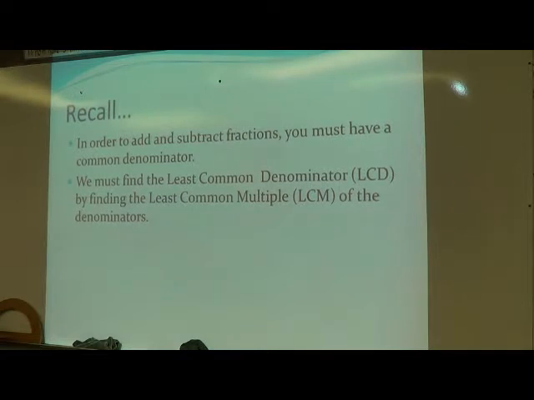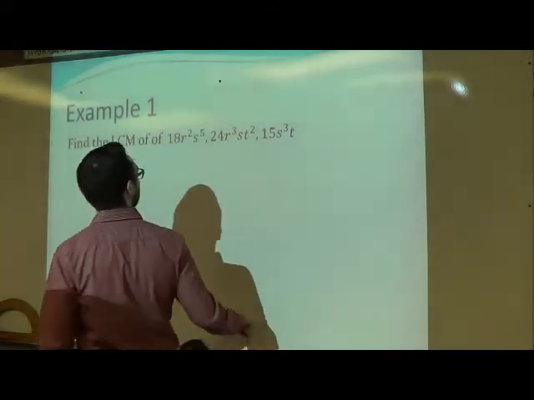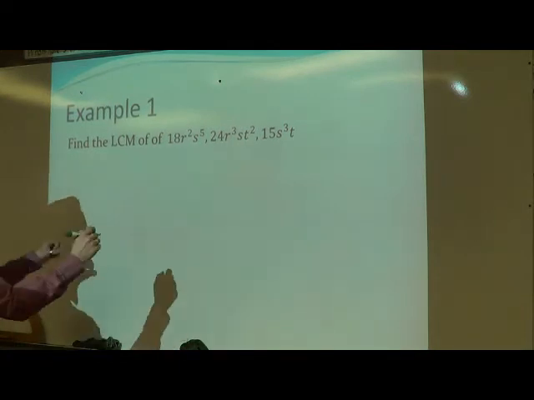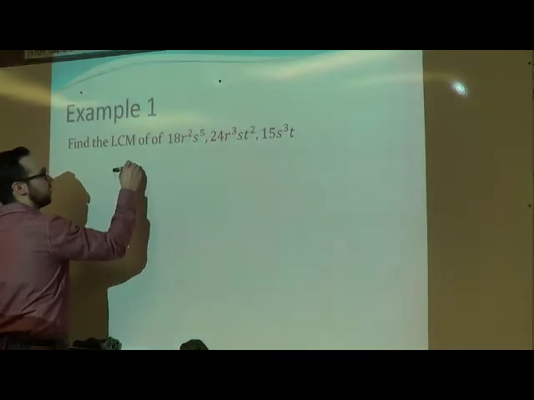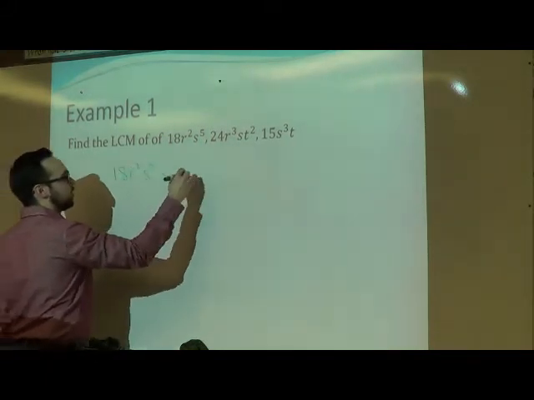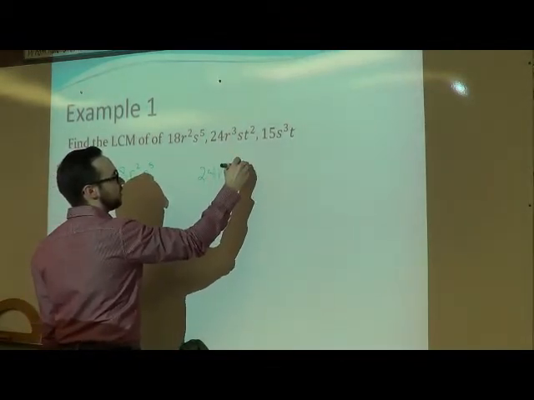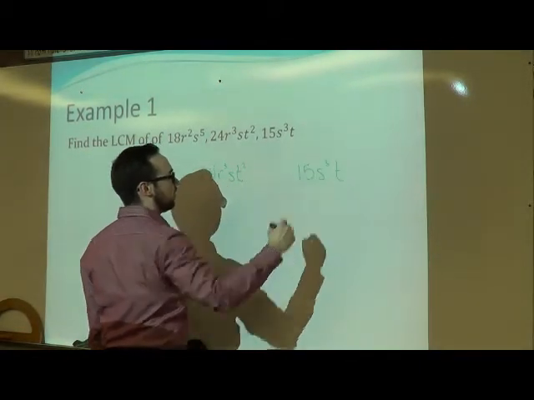So in order for us to do that, we're going to take a look at what our denominator is. Again, factor first, and then take a look at how to move on from there. So we're going to start by just looking at these three terms and figuring out what's the least common multiple. I'm just going to separate these out a little bit. So we have 18 r squared s to the fifth. We have 24 r cubed s t squared. And then we have 15 s cubed t.